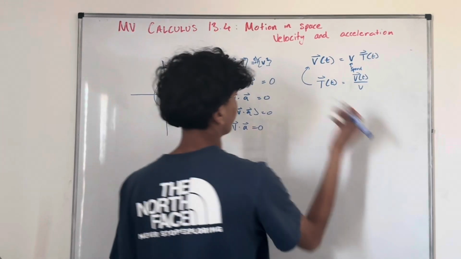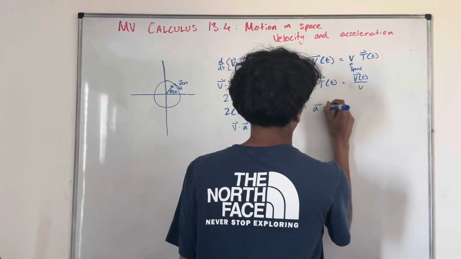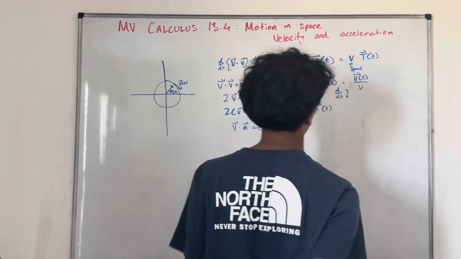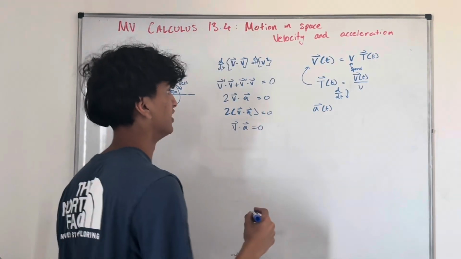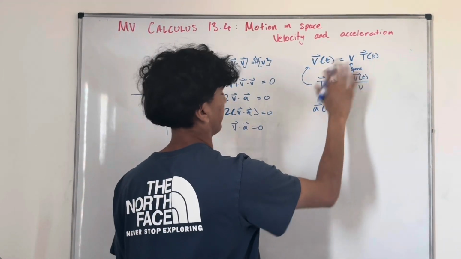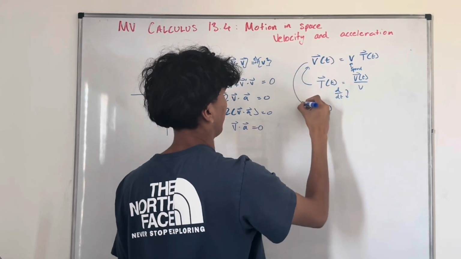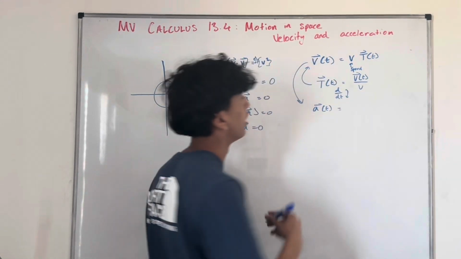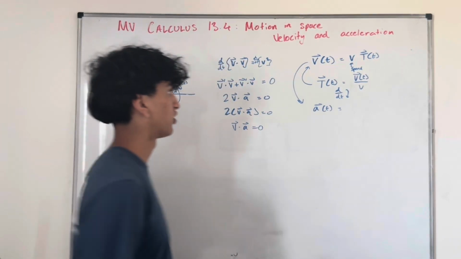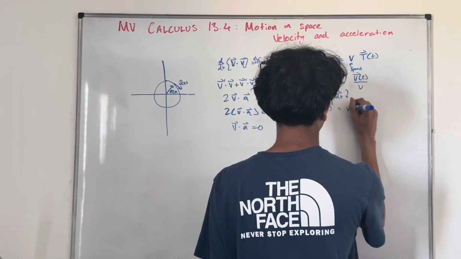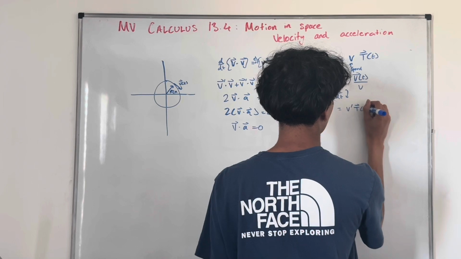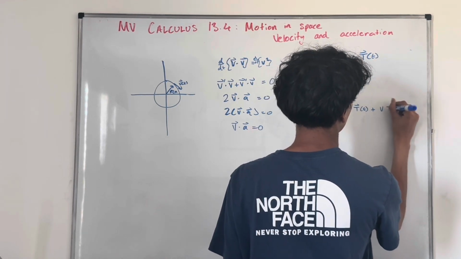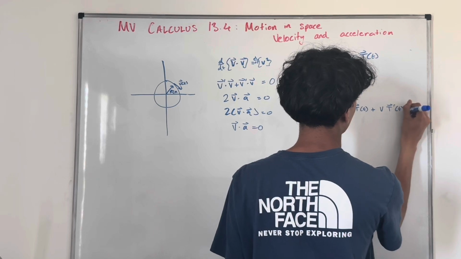So we can start with this top bit right here, and then take the derivative on both sides. If I take the derivative, I get a of t. Okay, a of t is going to equal, now I have to do the product rule here: v prime times T of t plus v times T prime of t.